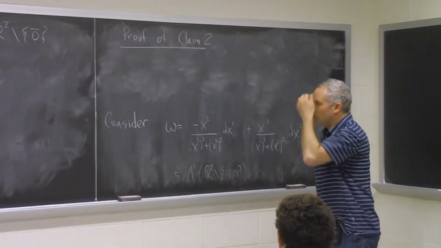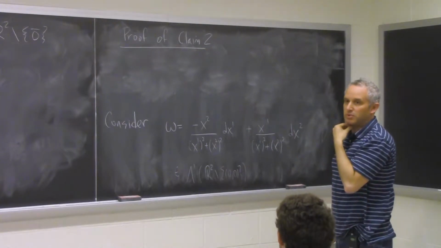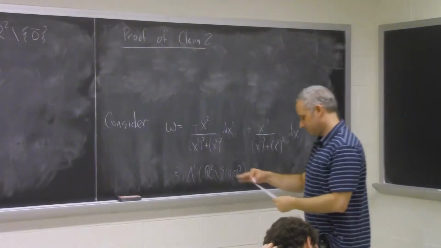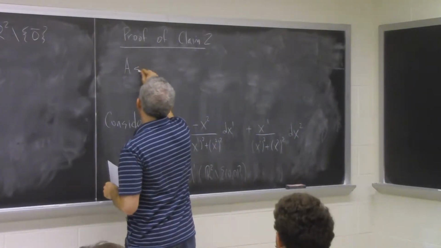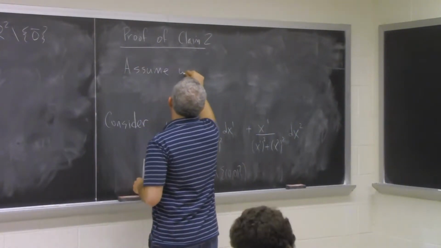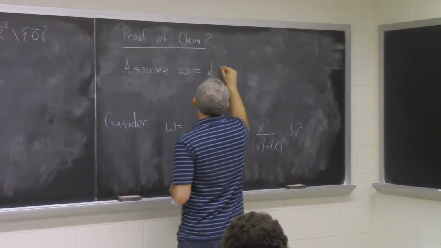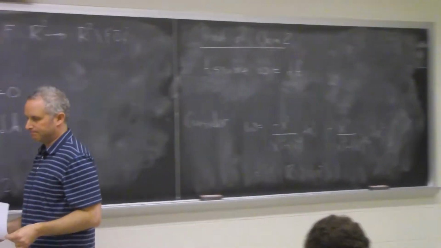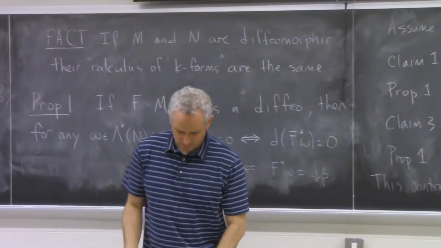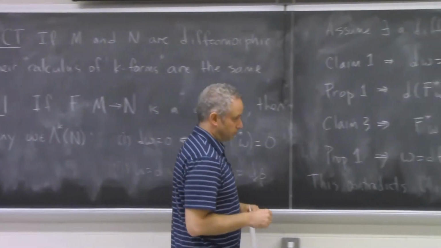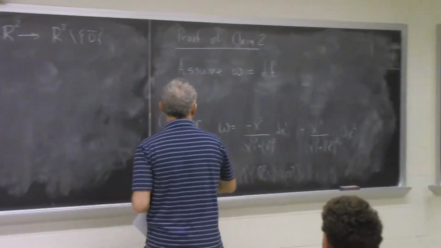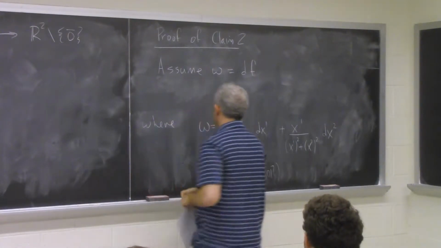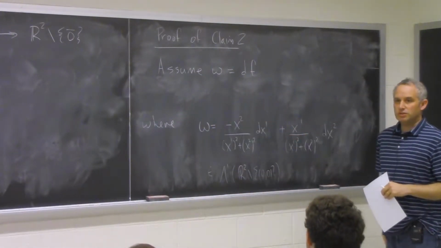Okay, so we want to show that omega, this omega, is not d of something. So we're going to argue by contradiction. Okay? So assume that omega is equal to d of f, where this is omega, of course. So we're going to derive a contradiction.